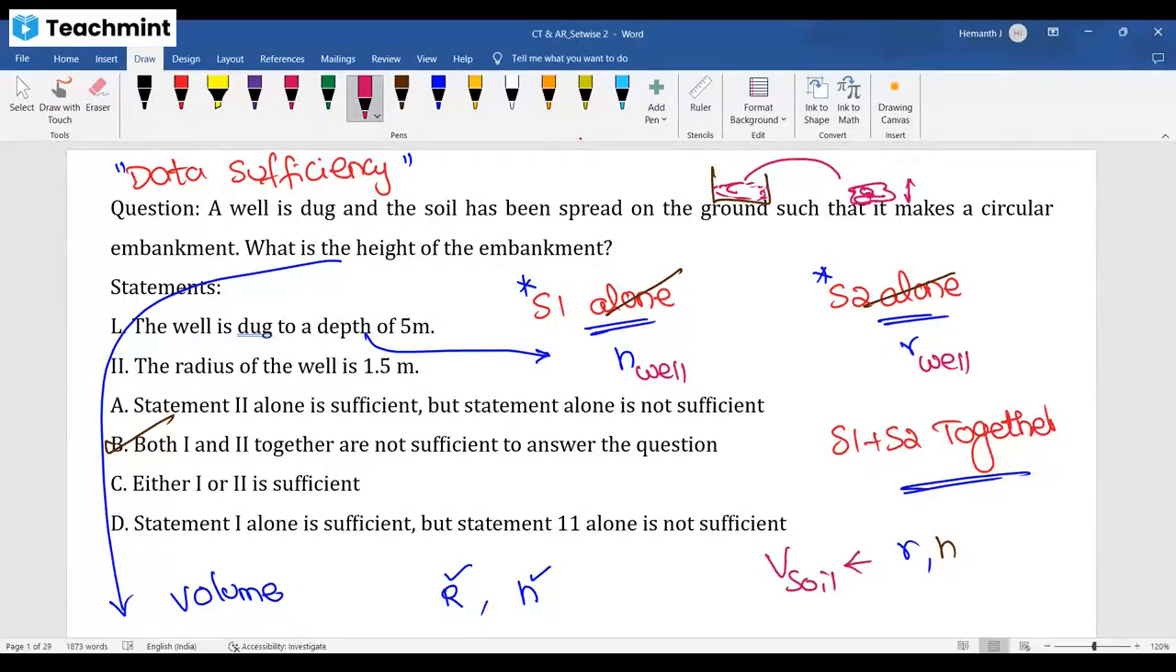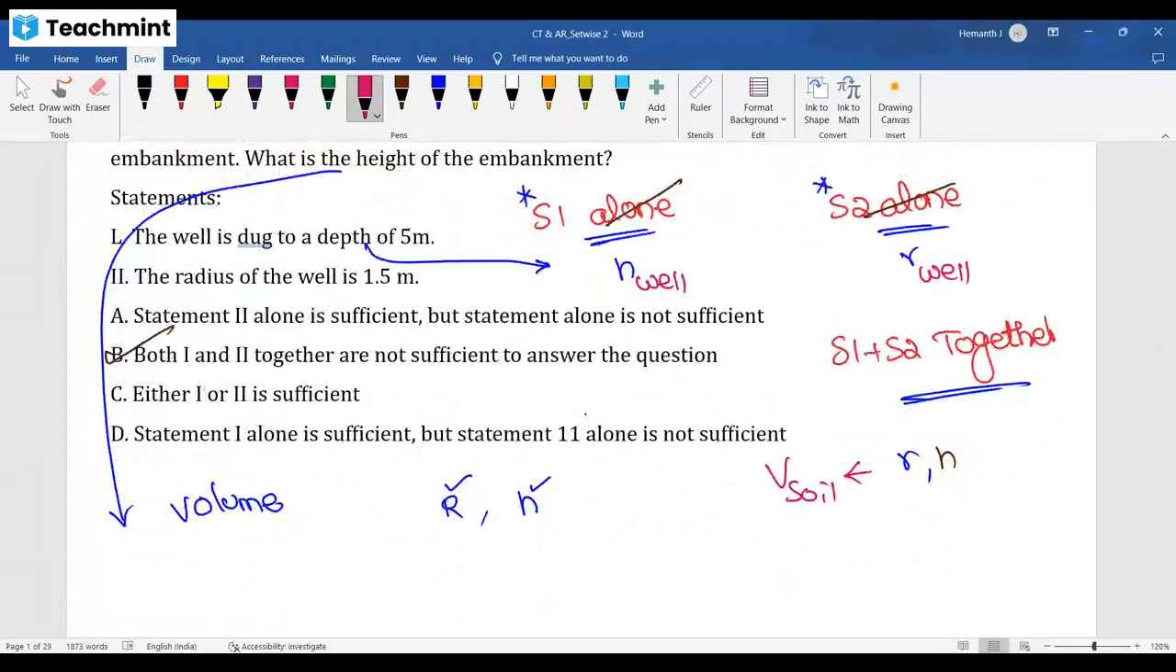How much depth you dug, with that volume of soil I can understand. But if you want to find the height of the soil, with how much radius and how much depth you dug, you can understand the volume of the soil taken out. But if you want the height of the soil, you know the volume of soil, you require the radius of the soil as well.